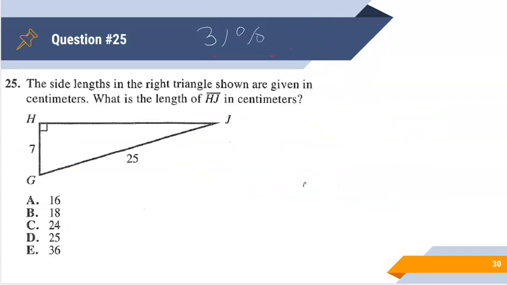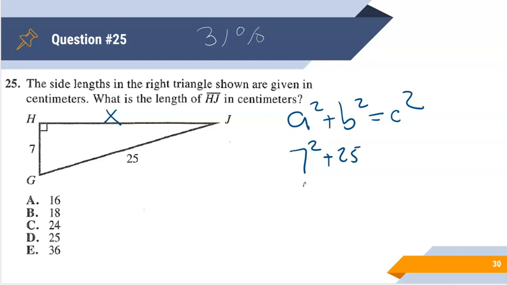Okay, number 25. Trying to find the missing side here, which is x. So I could think about the Pythagorean theorem. So I would say 7 squared plus 25 squared equals c squared. I would use my calculator on this. Oops, that's wrong. Sorry about that. It's always good to make mistakes in front of people.